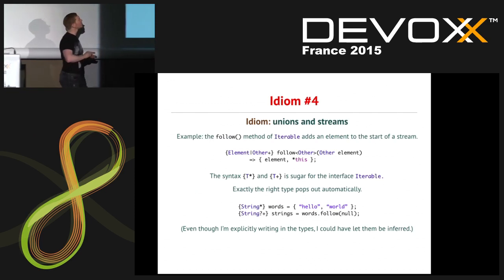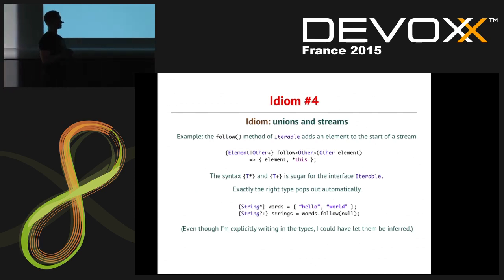Okay, so in order to make a little bit of an attempt to convince you that that's really true, let's consider some less contrived examples. Okay, so Iterable, which is an interface we have that represents streams. Streams are very common in Ceylon. So we have a little syntax sugar, these curly braces with a plus or a star in them. That means the type Iterable. It's just syntax sugar. So that's not scary.